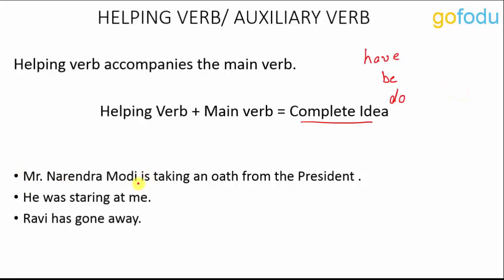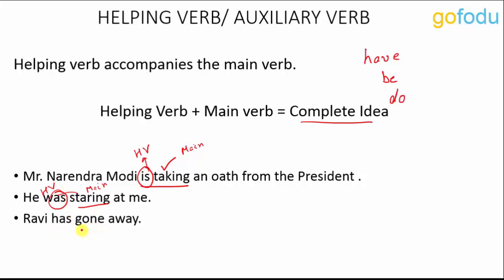Mr. Narendra Modi is taking an oath from the president. Now what is the verb? Is taking. Taking is the main verb and is shows that right now he's taking. This is the helping verb or auxiliary verb. He was staring at me. Staring is the main verb and was is the helping verb that shows that it happened in the past. It was happening in the past.